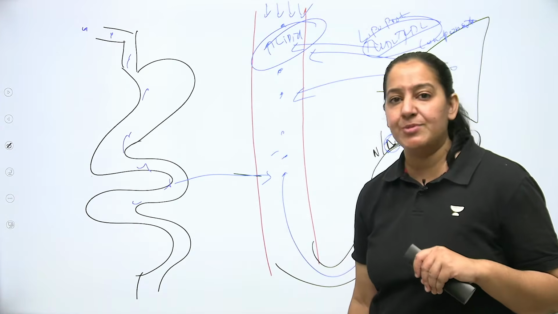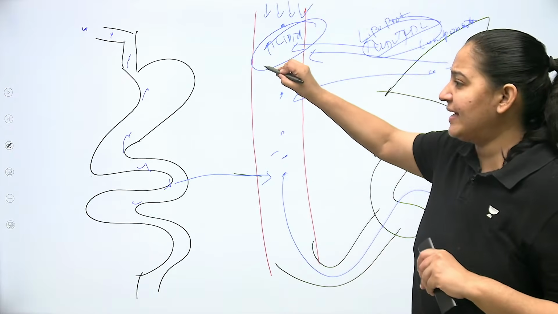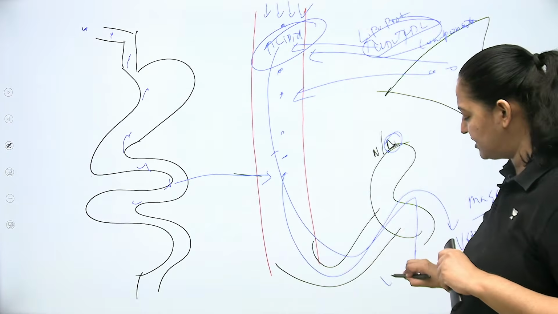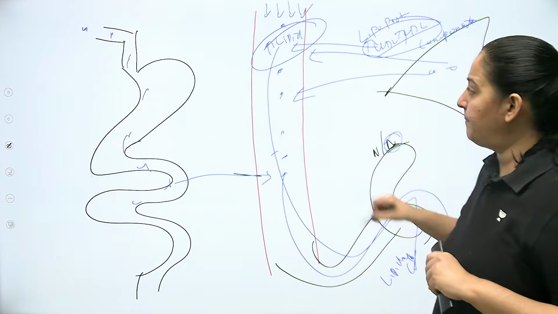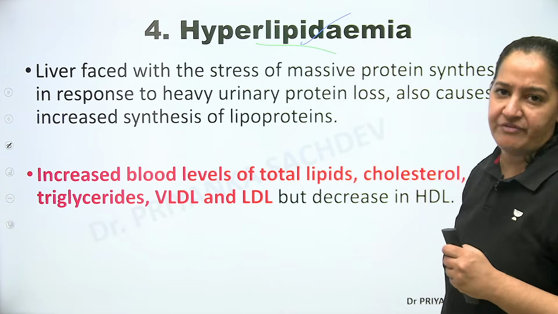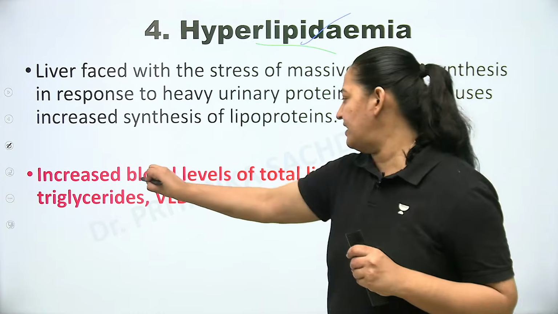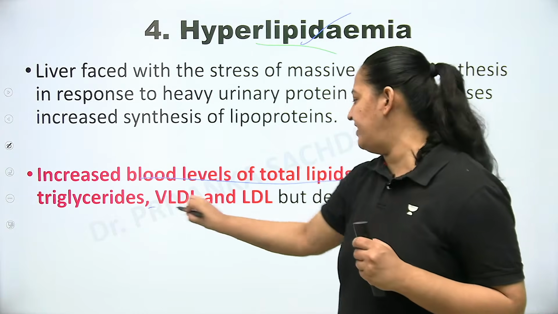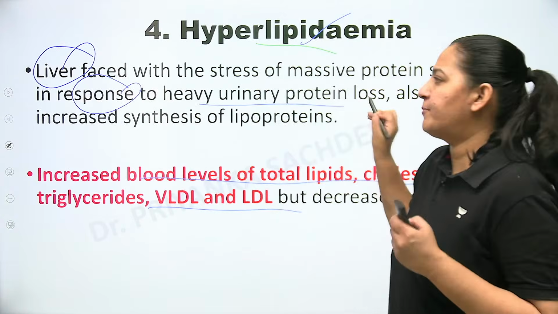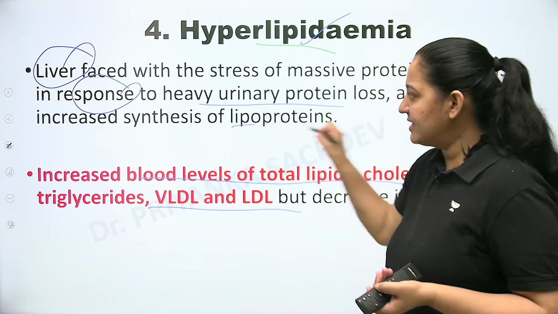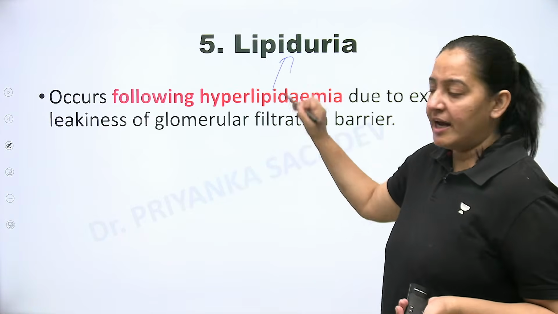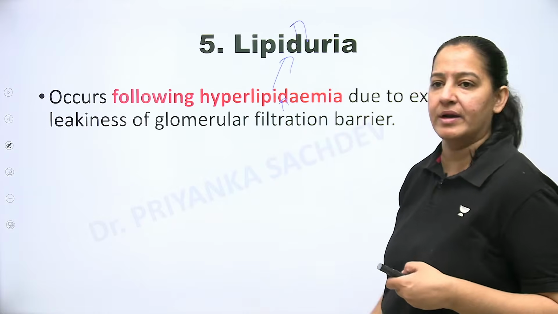So lipoprotein is increased. That's why patients have hyperlipidemia, and the increased lipid will go to the kidney also and be excreted in the urine, and that's why patients have lipiduria. So lipid increases in the blood first and then in the urine. So lipidemia and lipiduria both are features of nephrotic syndrome. So there are increased blood levels of total lipid, cholesterol, triglyceride, VLDL, LDL, because the liver is responding to heavy proteinuria and trying to compensate by increasing synthesis of lipoprotein. So that is the reason. Increased lipidemia is followed by lipiduria: increased concentration of lipid in the blood is excreted in the urine. So that is the thing.